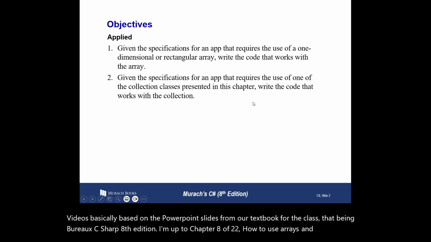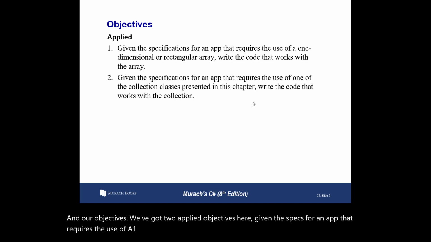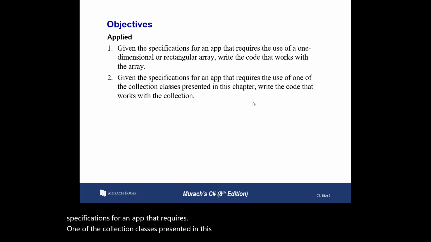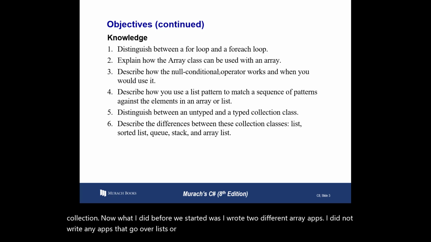And our objectives, we've got two applied objectives here. Given the specs for an app that requires the use of a one-dimensional or rectangular array, write the associated code. Given the specifications for an app that requires one of the collection classes presented in this chapter, write the code that works with a collection. Now, what I did before we started was I wrote two different array apps. I did not write any apps that go over lists or dictionaries or anything else. I'm going to hit on that stuff a little bit later, just so you know.